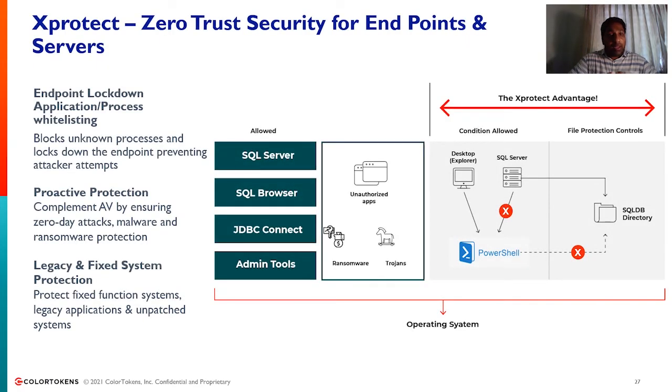With XProtect, you can see we can eliminate different processes accessing different services. Suppose the SQL server is not allowed to access PowerShell, then we can identify that flow and block that particular application from accessing the PowerShell service. Likewise, if the desktop wants to access the PowerShell service, then we can identify that flow and allow that particular service to access the PowerShell service.